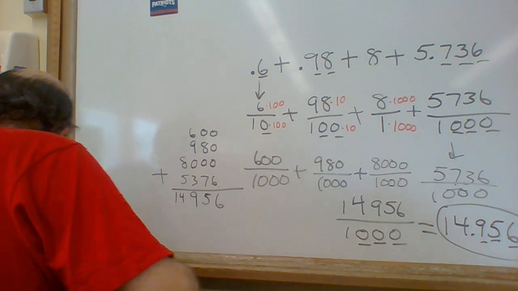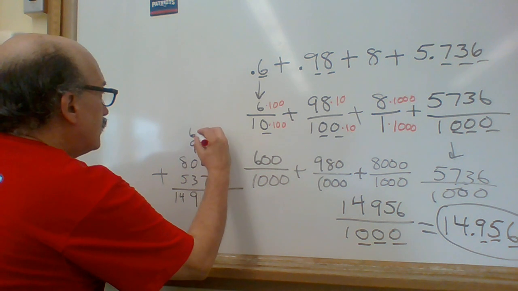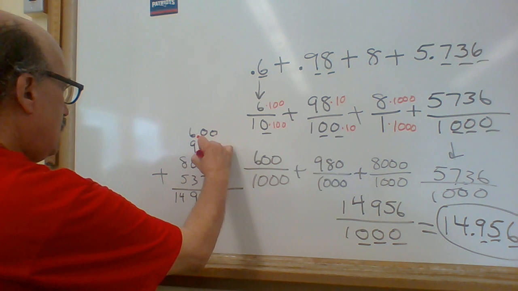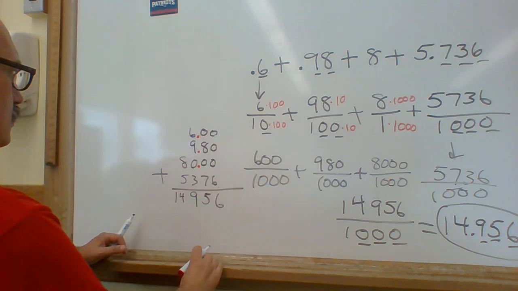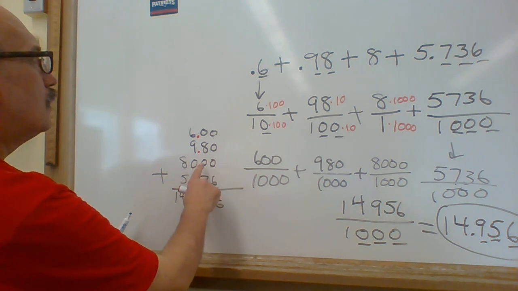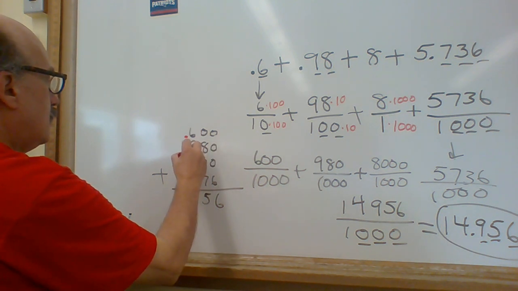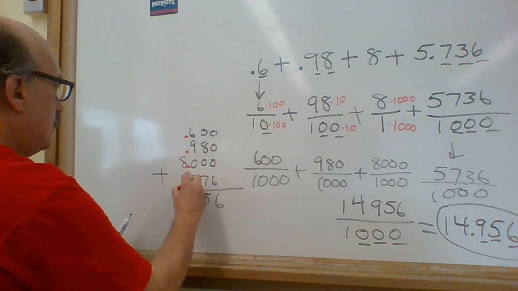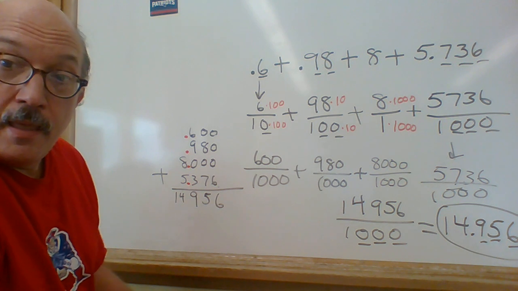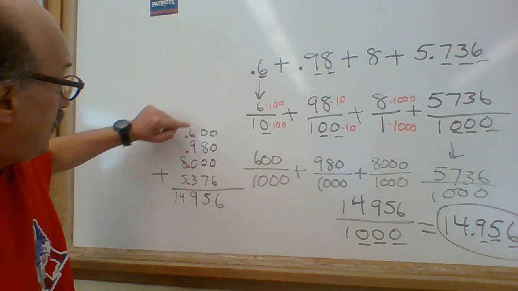But how about this? How about if I put, I'll do it in red, a decimal point here? Something's not right here. What's going on? Nope, they don't go there. Sorry. The decimal points go here, here, here, and here. Right? Line the decimal points up. Okay? 0.6.